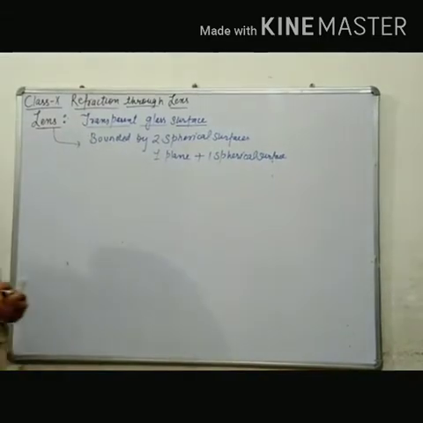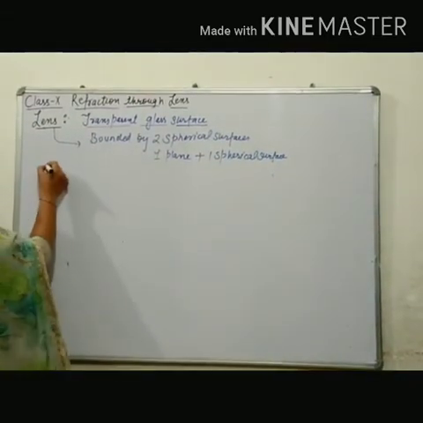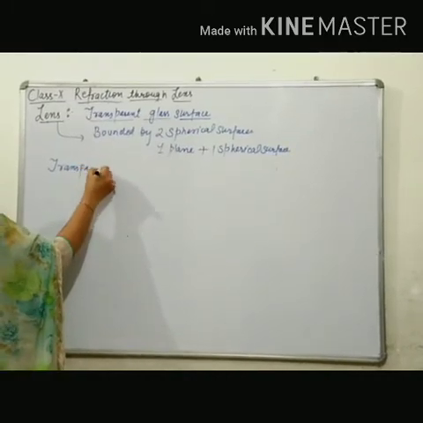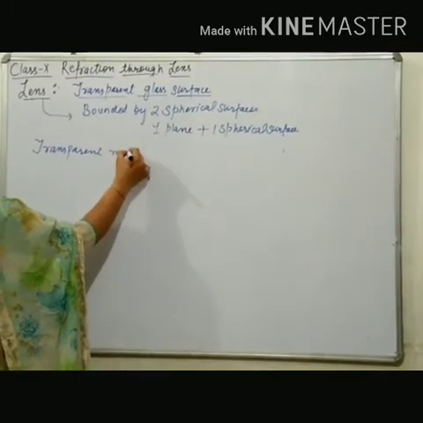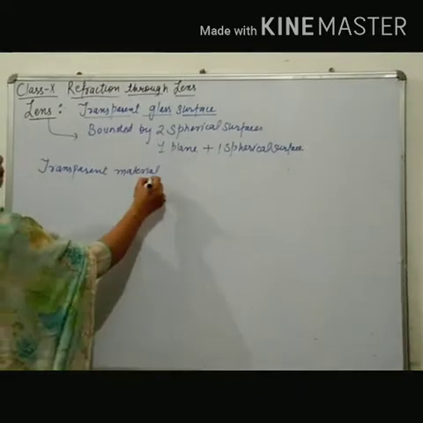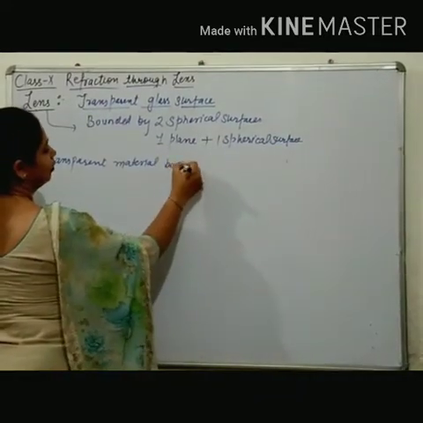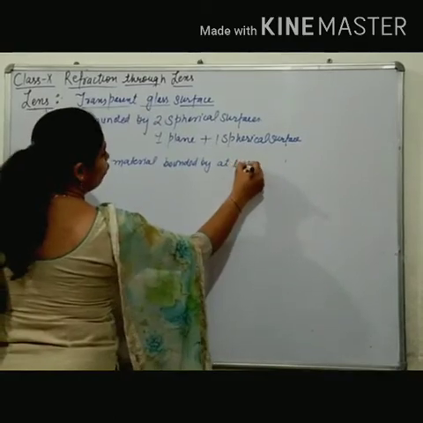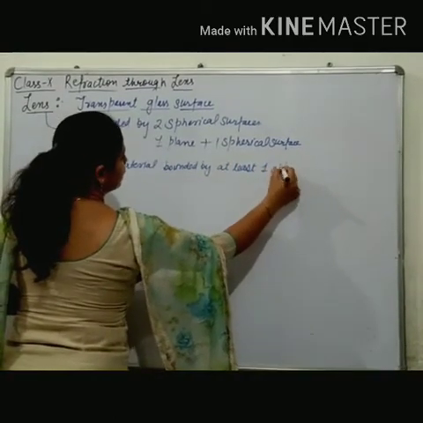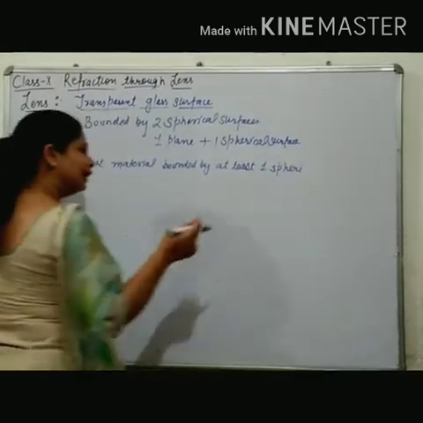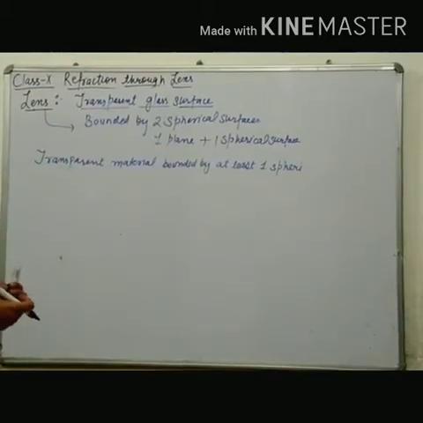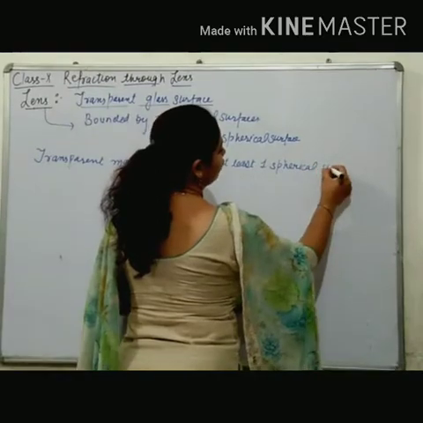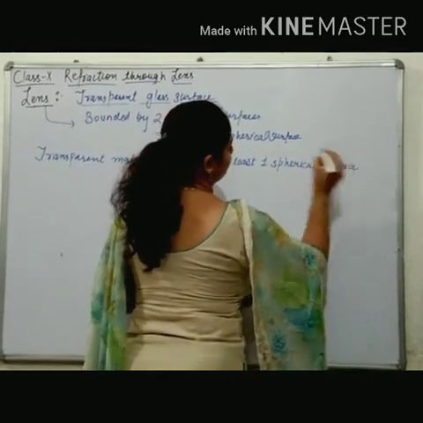So dear, how can you define lens? Lens is a transparent material bounded by at least one spherical surface. At least means one must be spherical. Two may be, but one must be a spherical surface.